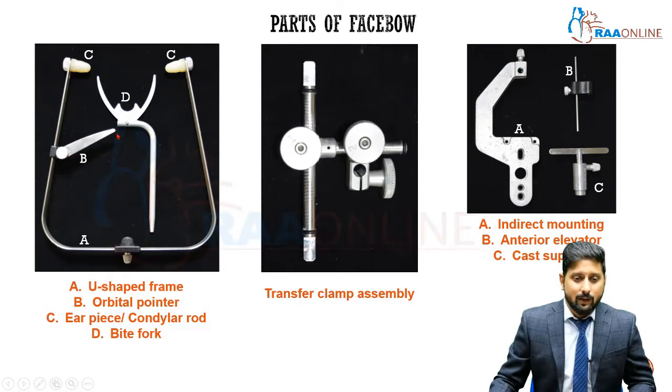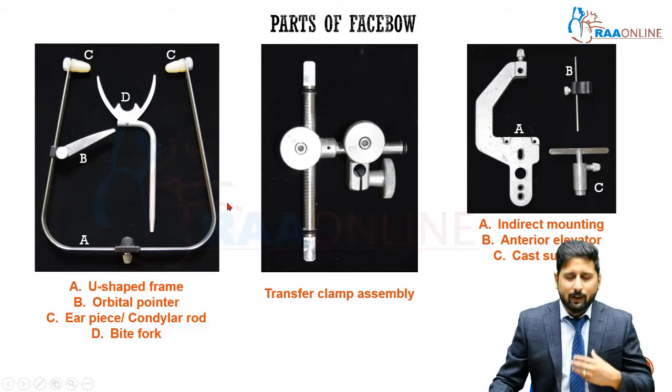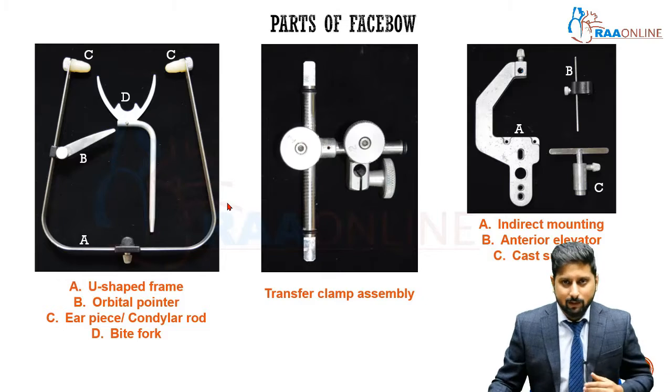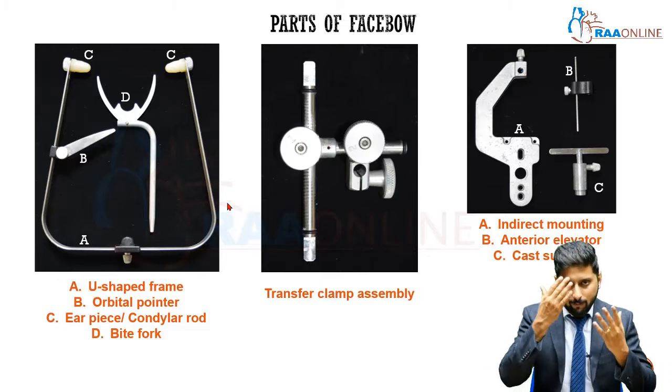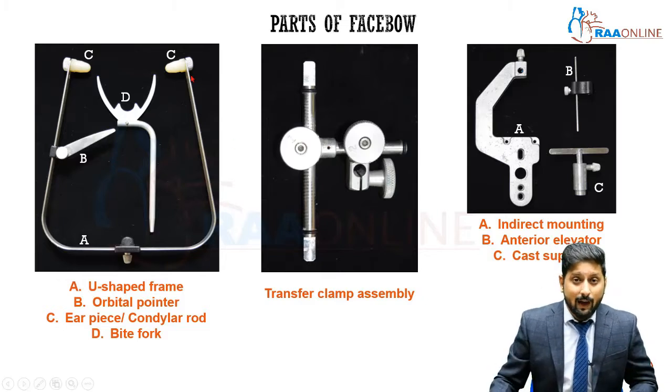This is the orbital pointer. This is the anterior reference that I was talking about. This particular face bow uses orbital as an anterior reference. Again, I will be explaining what orbital is. It is basically some point in the front of the face. So you have the face bow that is contacting the posterior reference and anterior reference.